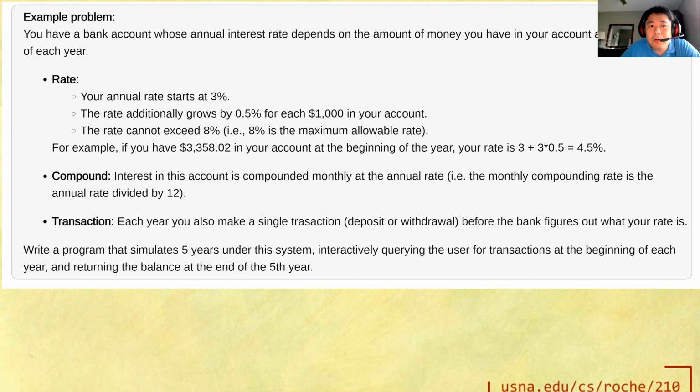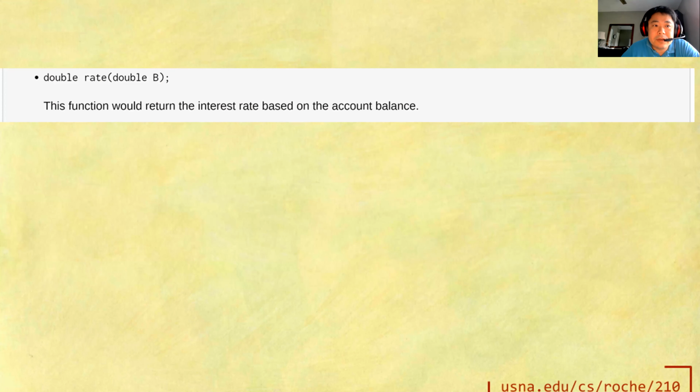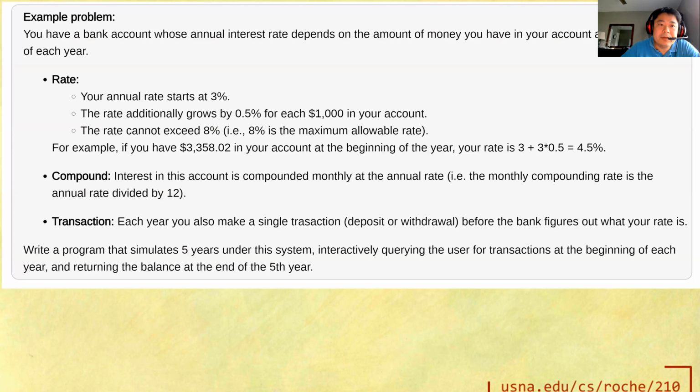Well, rate depends only on the balance, right? So if the balance is 3,000 something, you know the rate. So that means the input of the rate function is a double, balance. And then the output will be the actual rate. Okay. What about the compound?